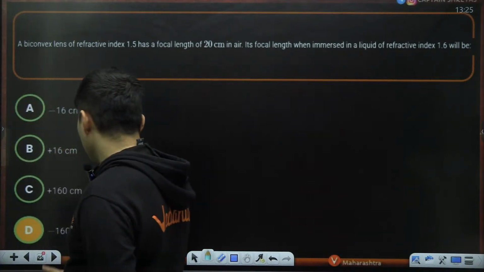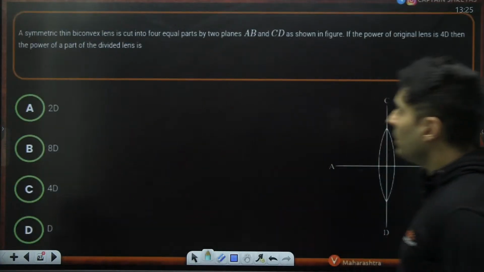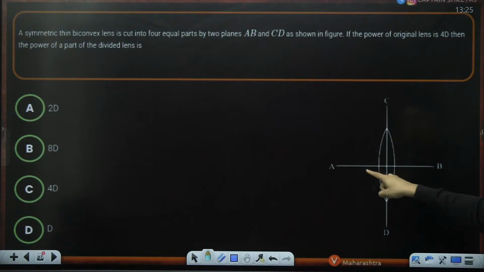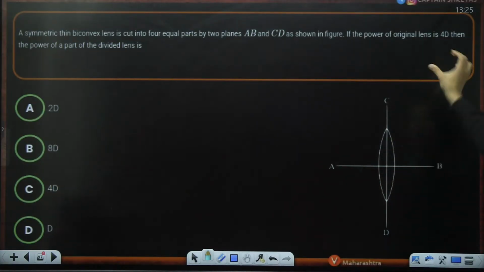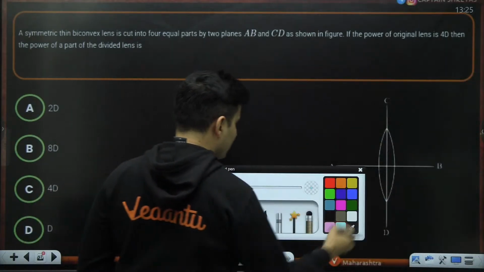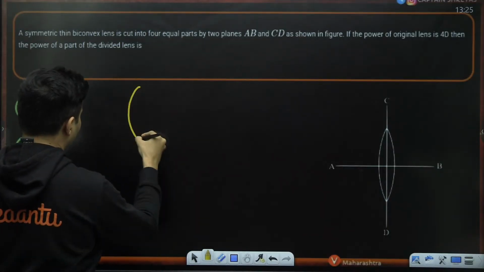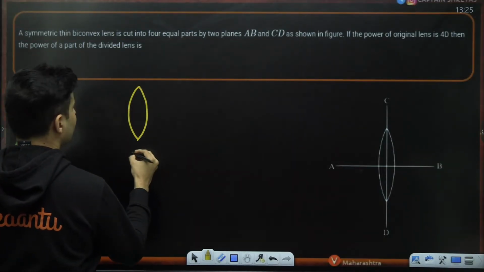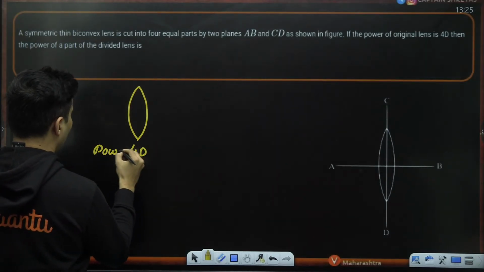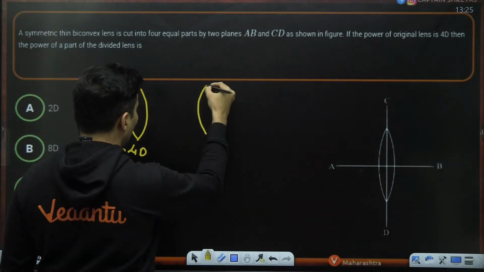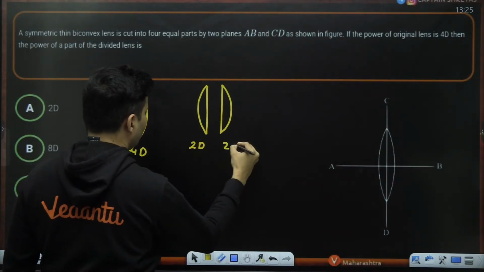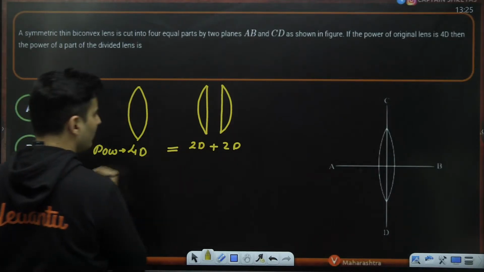Okay. Next question on your screen. A symmetric thin biconvex lens is cut into 4 equal parts along two planes AB and CD. The power of the original lens is 4D. Then the power of each part divided will be how much? Guys, straightforward. If you take this lens, it has a power of 4 diopters. When you break it into two such parts like this, each power will be 2D and 2D. It will become half because 2D plus 2D should give you 4D.